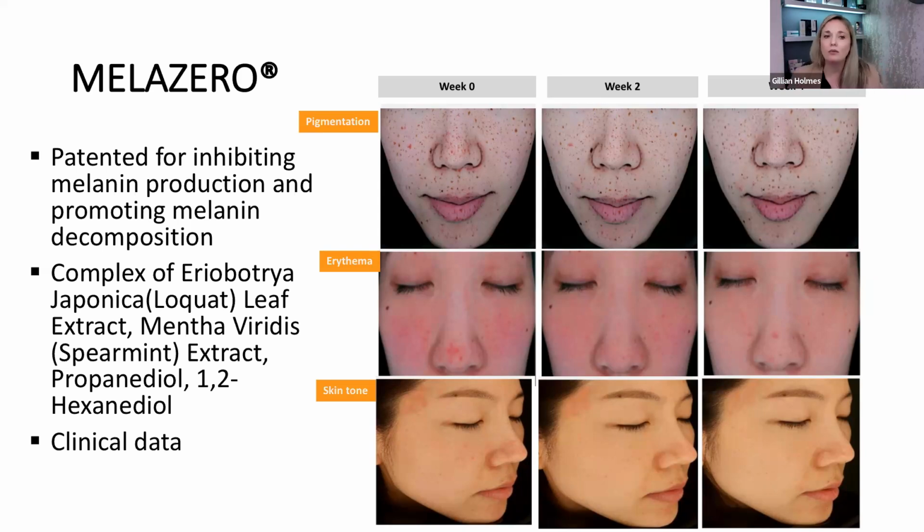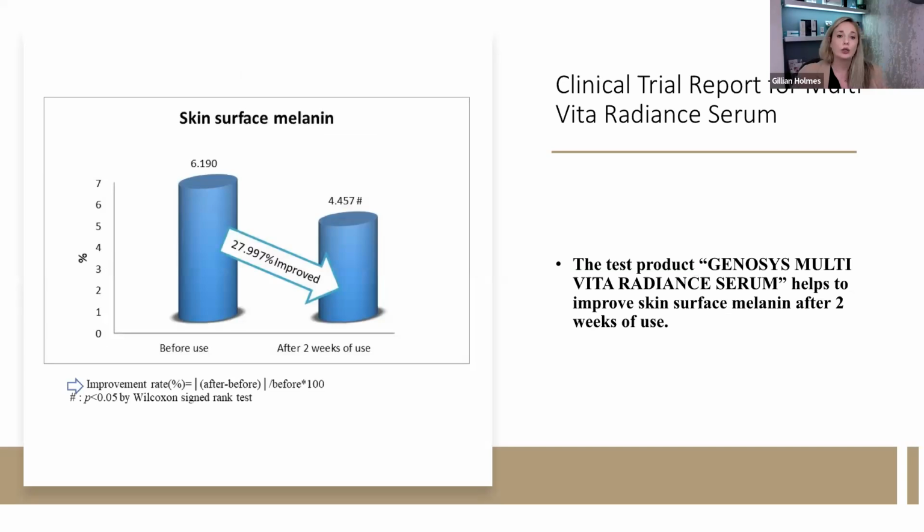Obviously, for the purpose of this webinar, we are focusing on hyperpigmentation. As you can see, there has been an improvement in a short space of time, as there has been for skin tone as well. But because of that anti-inflammatory complex, we also see a reduction in things like erythema and skin sensitivity, or sensitized skin. So it has that anti-inflammatory ability, which of course is important for any hyperpigmentation focused product. We've also been able to conduct clinical trials for both this and the following product, which is the Multivita Radiance cream. Fantastically, what was discovered is that skin surface melanin after only 2 weeks of use was significantly reduced.